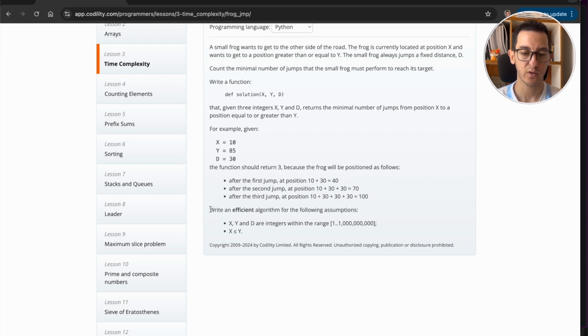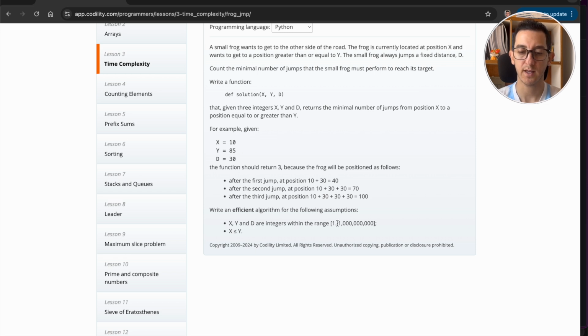So it says here, write an efficient algorithm for the following assumptions. X, Y, and D are integers within the range 1 and 1 billion, and X is less than or equal to Y. So it's important here to see that they're asking us for an efficient algorithm, and let's look at the range because all of the values are between 1 and 1 billion. We should always take a look at the worst case scenario. In this case, X would be 1, Y would be 1 billion, and D would be 1.